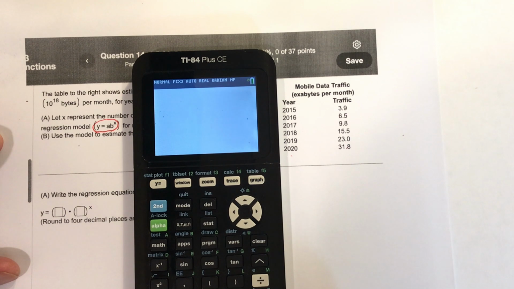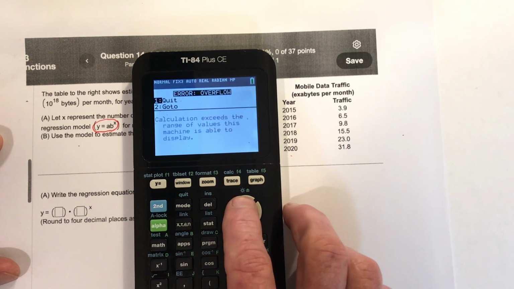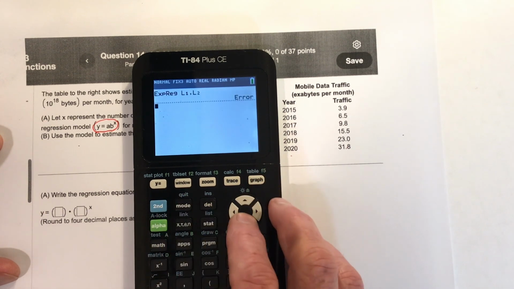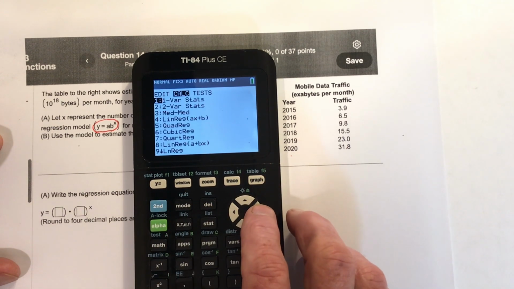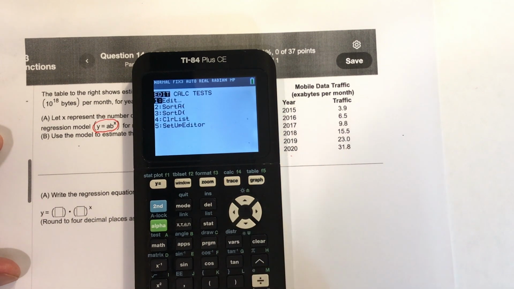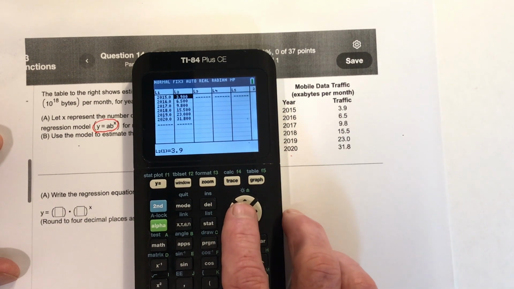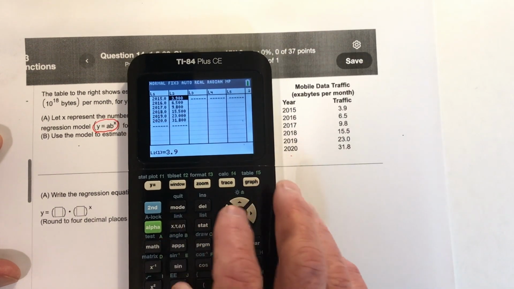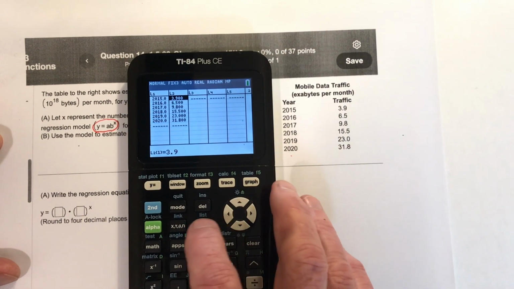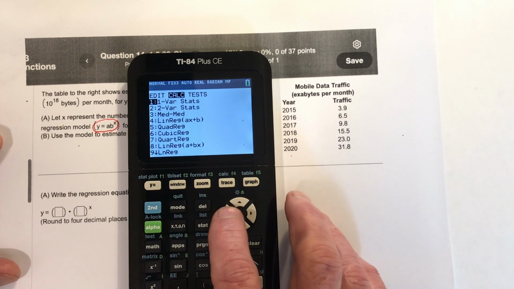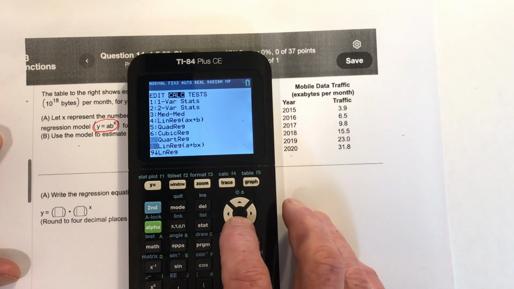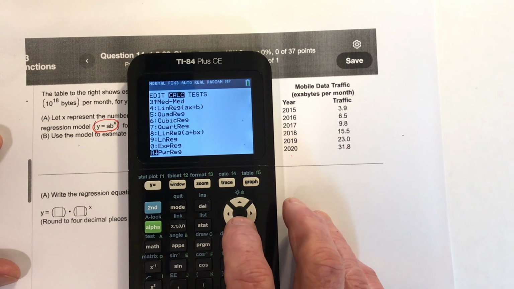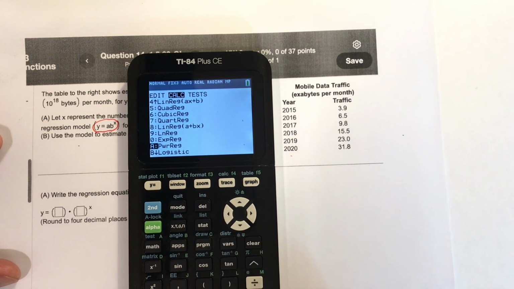And something went wrong. I don't know what went wrong. So my lists are there, list 1, list 2. And then, sorry, this has not happened before. Exponential regression. Let me try power regression.